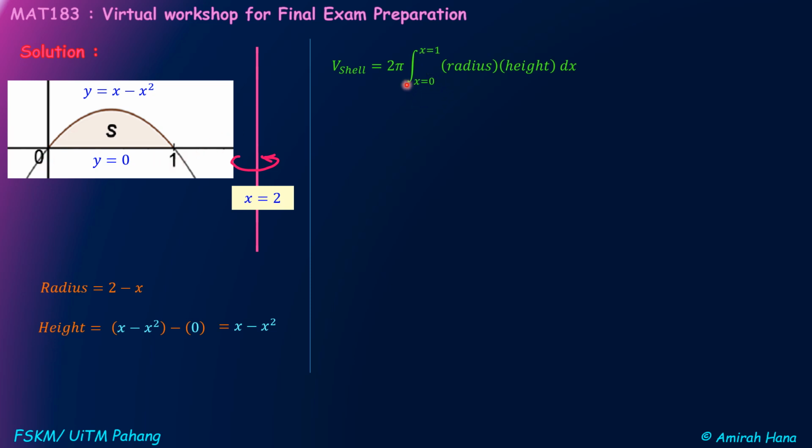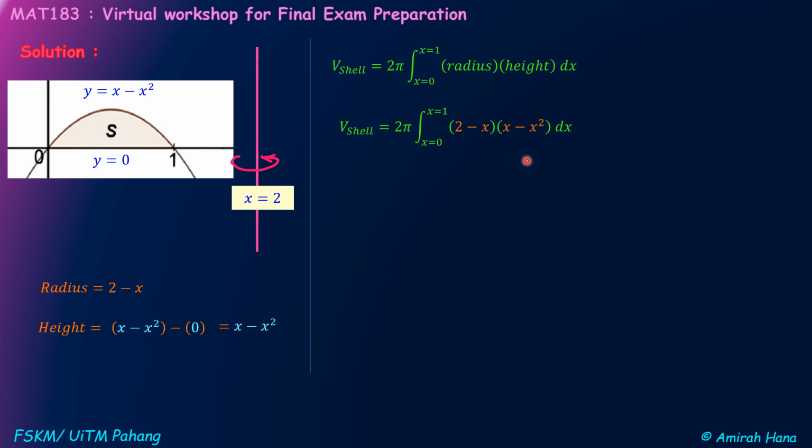Right? And after that, volume by shell equals 2 pi, integrate from 0 to 1. We replace radius equals 2 minus x and height equals x minus x squared dx. Right? Then we can double check if we integrate with respect to x. Note that all the terms should be in terms of variable x, and we use lower and upper limits on the x-axis. Alright?